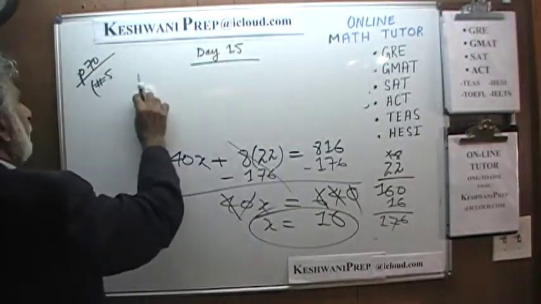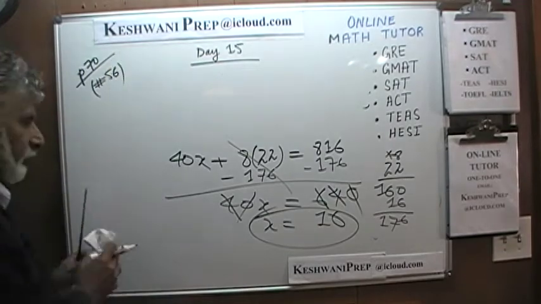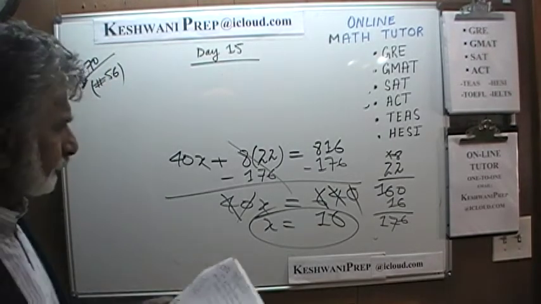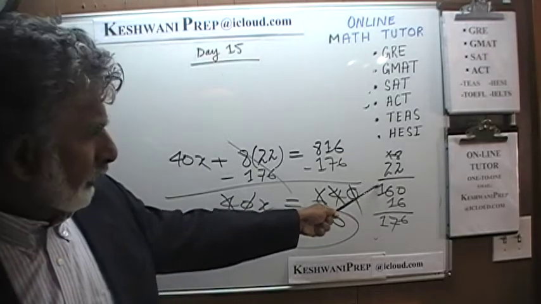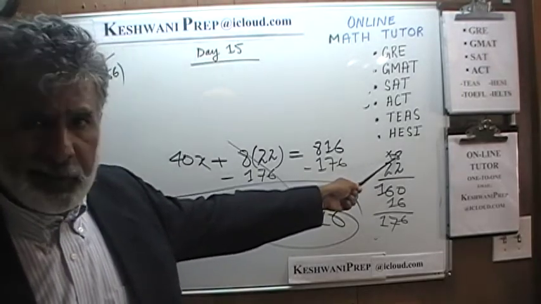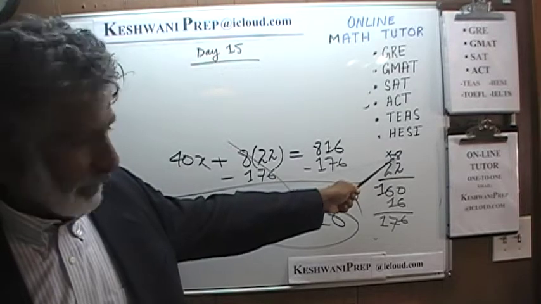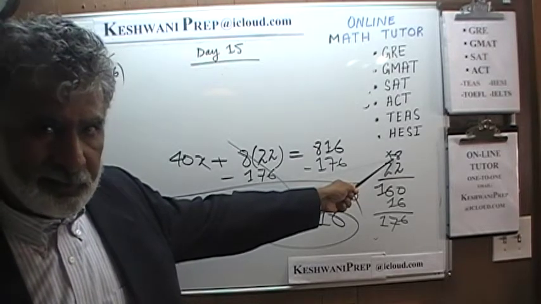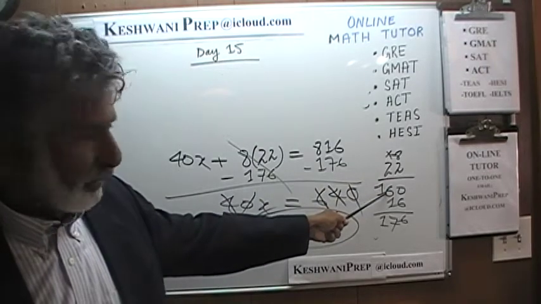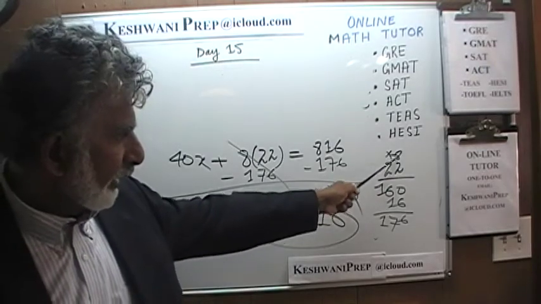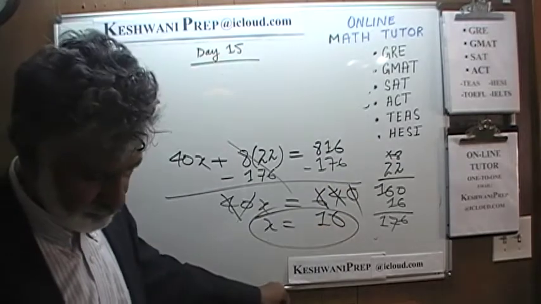Number 56. I hope you understood what I did here. You see, 10 times 8 is 80, isn't it? 10 8s are 80, and 20 times 8 is 160, which is what this is. This is 20 times 8. So I took 20 times 8, and then I took 2 more 8s, which is 16.